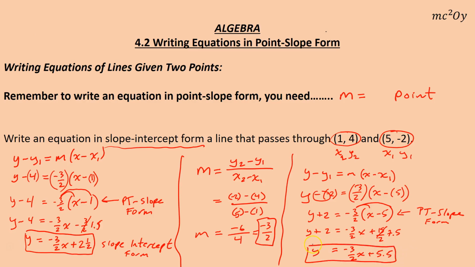Slope-intercept form. And what we should look at is the 2 should match up. It doesn't matter which one you use. So when I look here, hey, -3/2 x plus 5.5, this should read -3/2 x plus 2.5. That means we made a mistake somewhere.